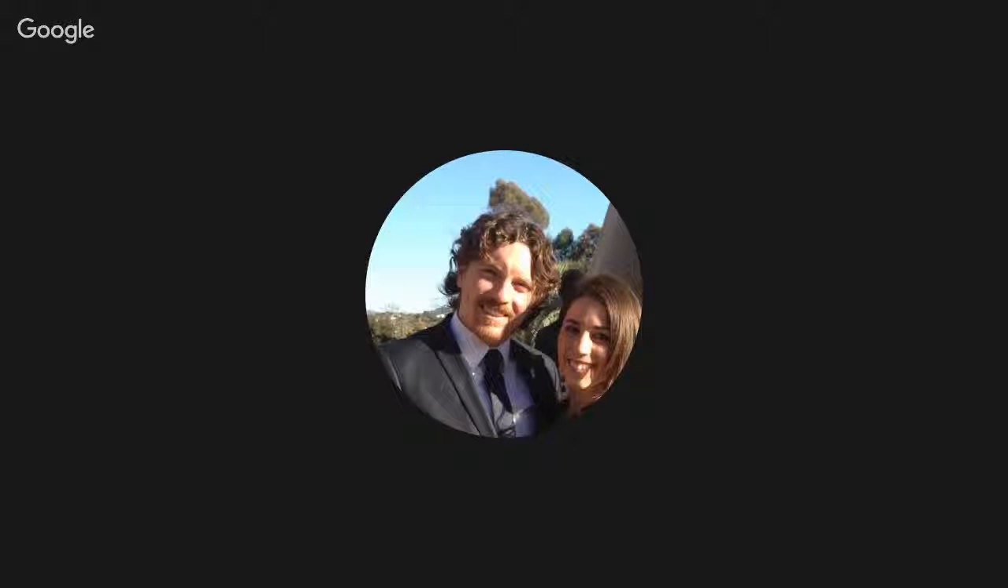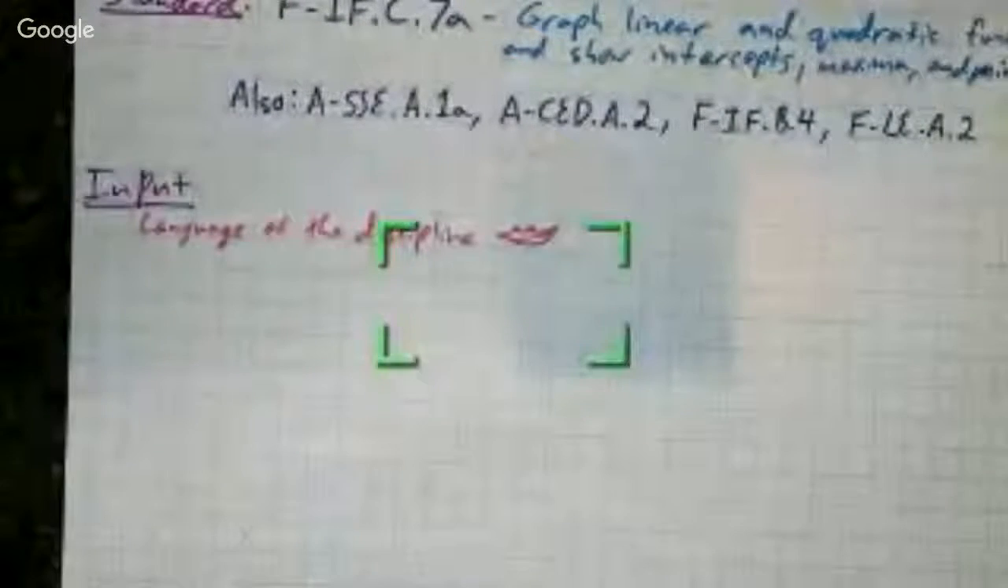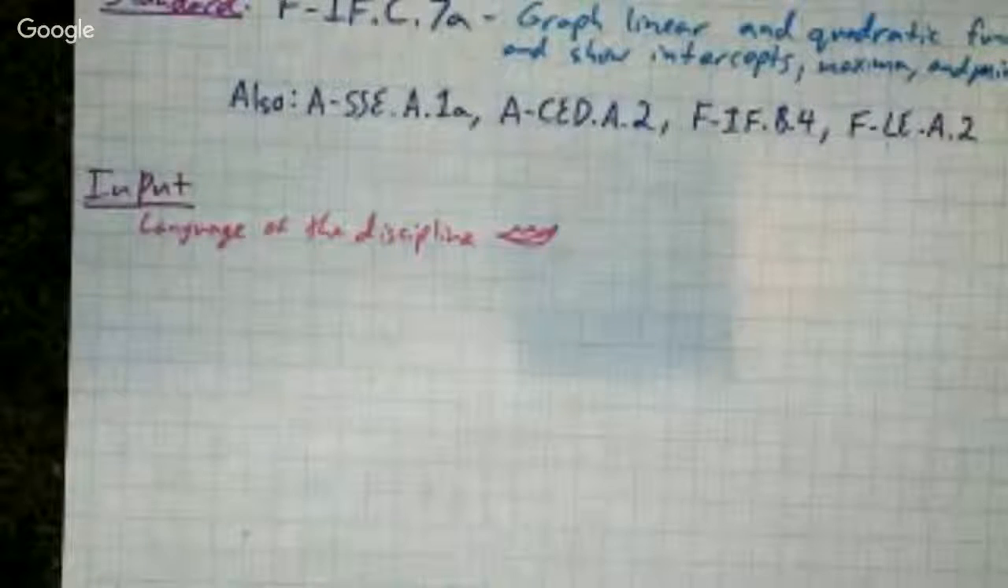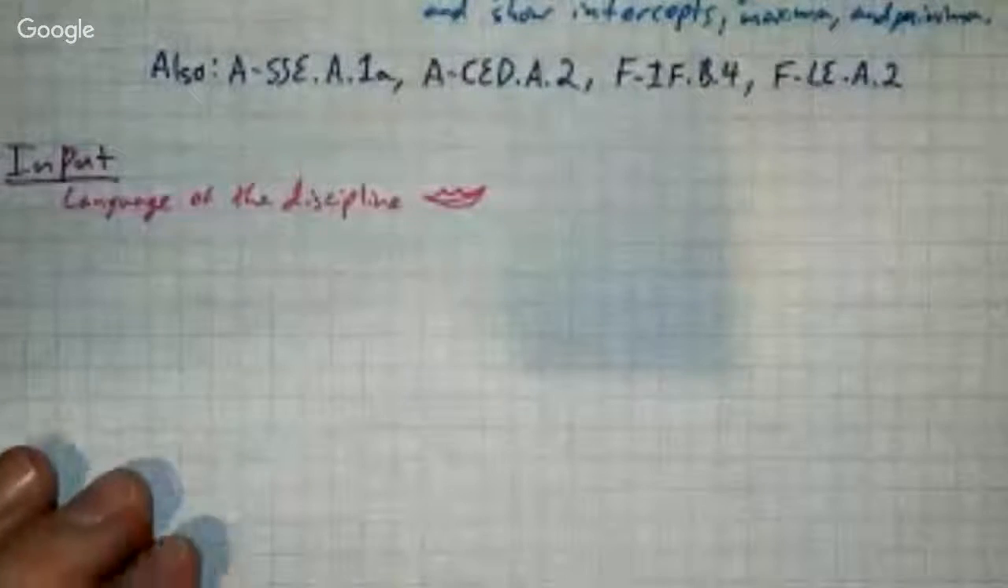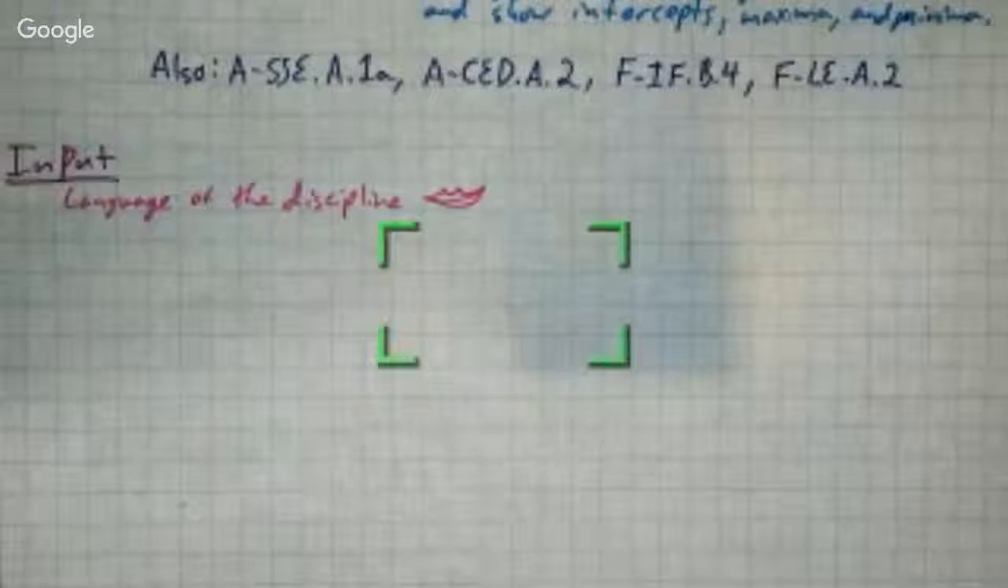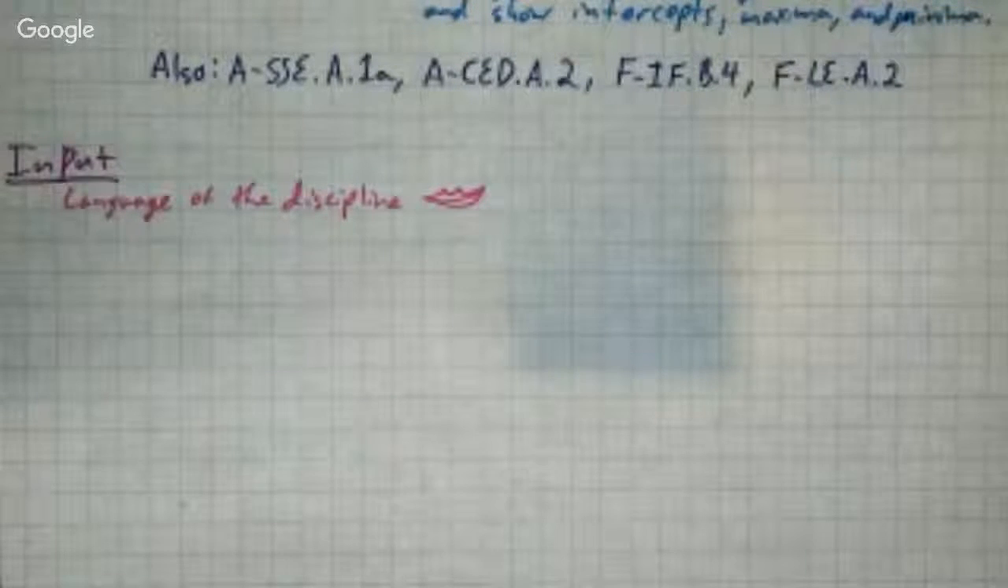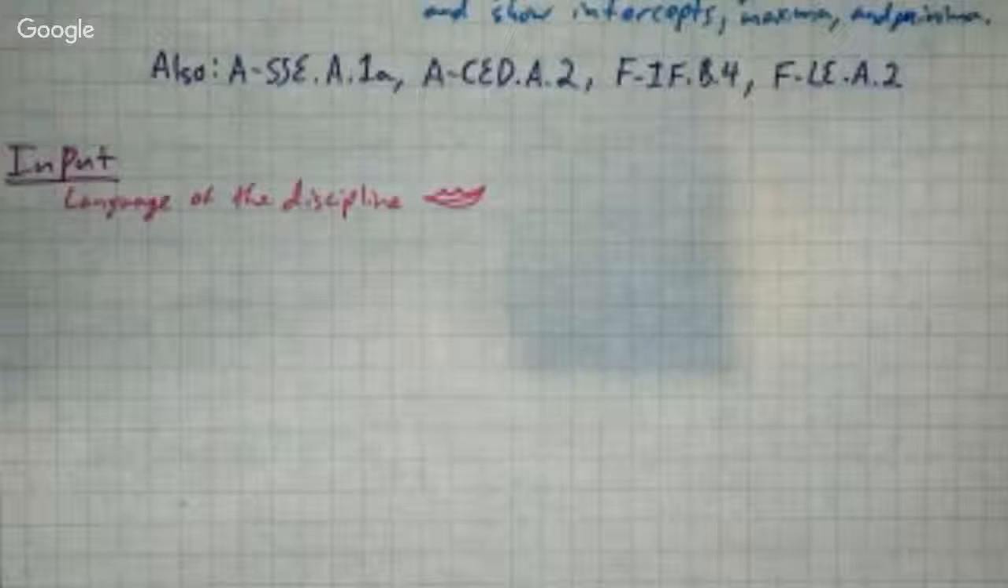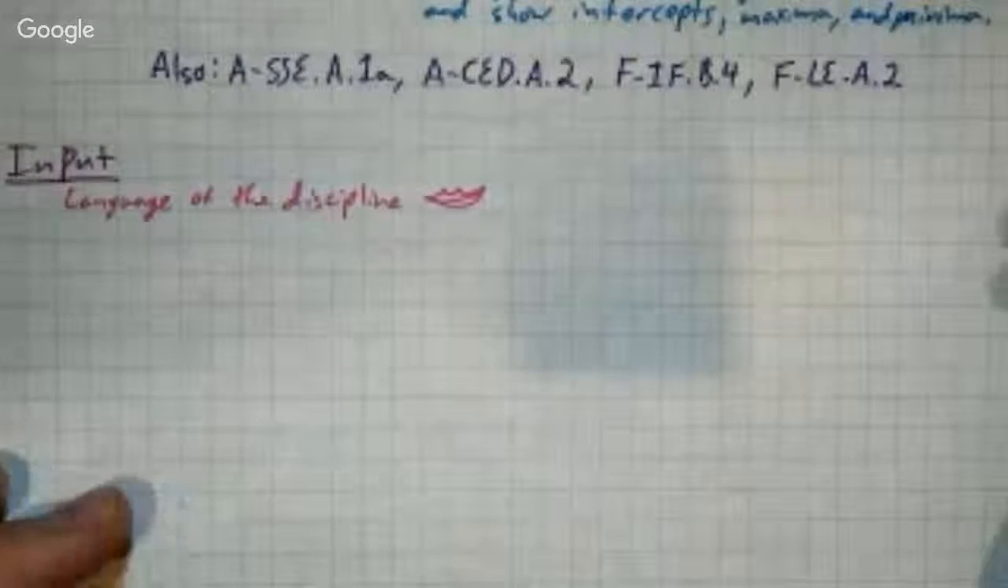Go ahead and write language of the discipline, and draw those lips icon right there. Okay, so now we're going to go over each of our language of discipline terms. The first one: we know what functions are, or we should know what functions are. We've done this before, partially, last year in 7th grade, where we talk about functions. So this is just going to get a little bit more complicated about those functions.